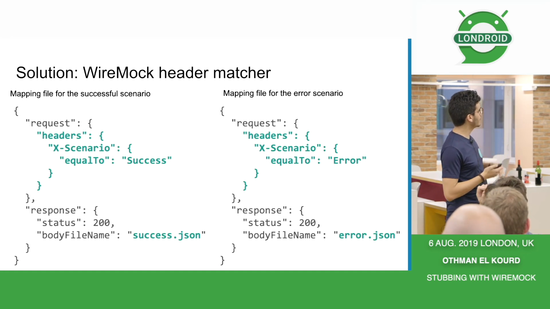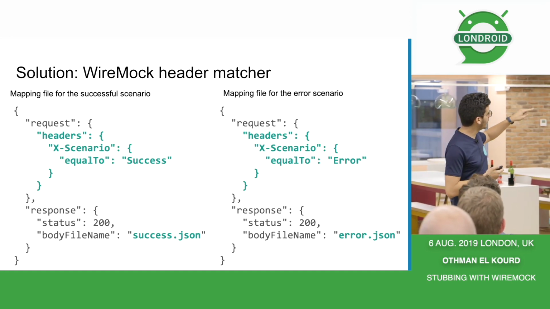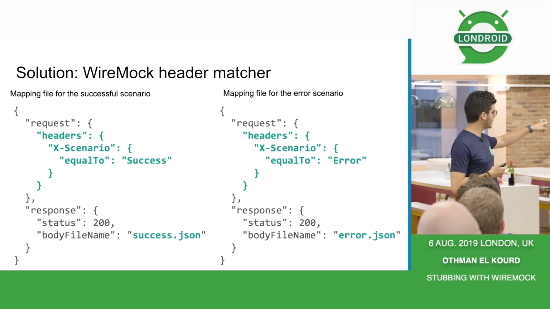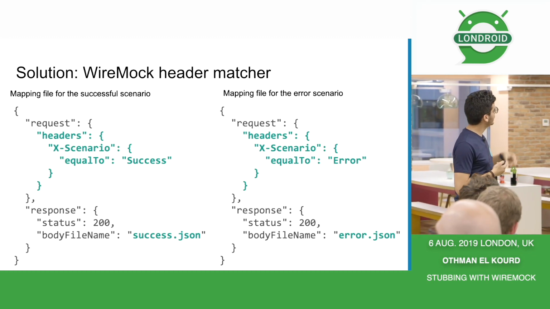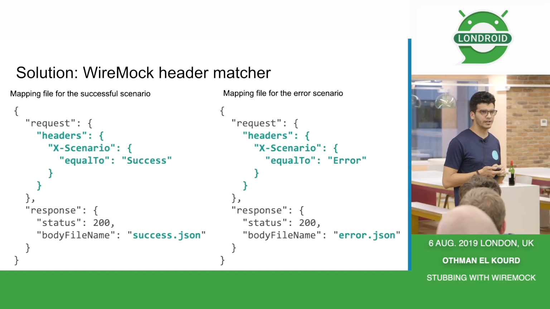So the first one, as you can see, if the header X scenario equals success, WireMock will go ahead and return the JSON file success. And if the same header equals error, WireMock will go ahead and return error.